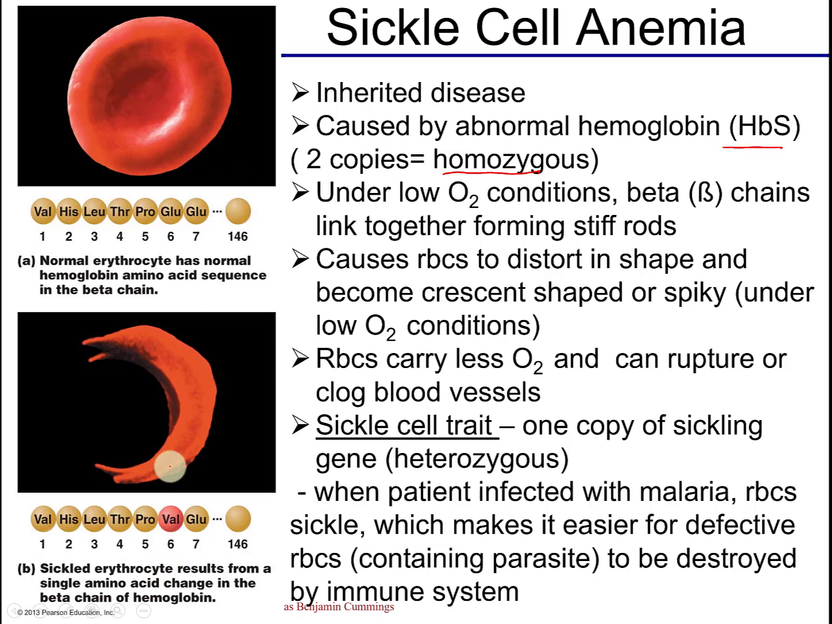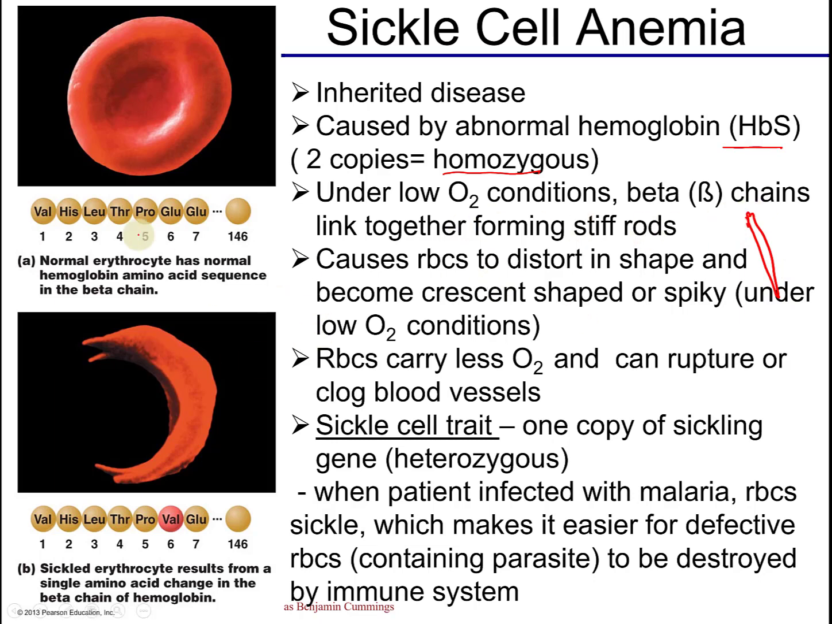it does. So what happens is that when people are under low oxygen conditions, for example, let's say someone was exercising or they were in a cave with low amounts of oxygen, then in people with sickle cell anemia, the beta chains link together and form these stiff rods. And those rods distort the shape of the cell. And it can distort into a sickle shape, but there are many other shapes it can take. It can look like this, kind of like a sword. There's all kinds of shapes it can take.